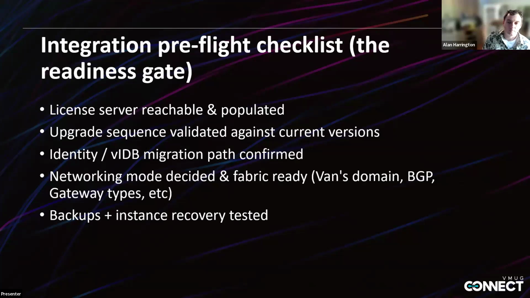These are some of the pre-flights. This is the readiness check that we've sort of found out. First, as you get through and get ready, make sure your license server is reachable and populated. Your upgrade sequence is validated against current versions, so make sure you have all the current versions attached. Make sure that they are ready and within the same step, as well as validated against the upgrade and supportability matrix. For your identity management, the SSO, validate that you're not running just LDAP, but you're also running LDAPS.